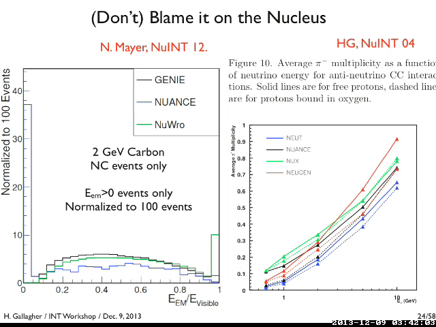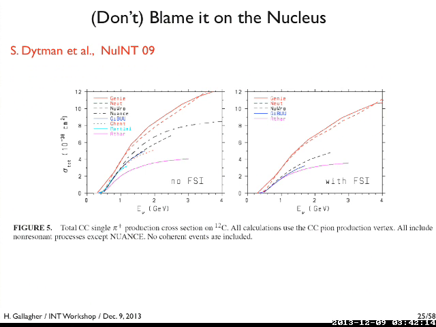But if we go back to previous NUINTs and look at studies that people did, this was one from NUINT 04, but the one from NUINT 09 shows it even more clearly. If we talk about differences in, I think, single pi plus cross sections, and we look at what comes out of the generators and the theoretical models, there's quite a large spread. That's after it comes out of the nucleus. But if you go back and turn off FSI to see where things went wrong, you're just as bad where you started.